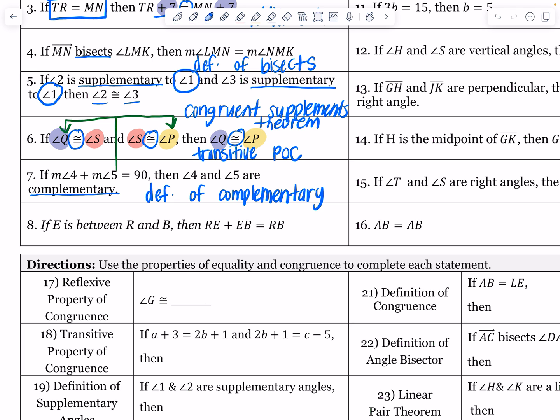If E is between R and B on a segment, then RE plus EB adds up to RB. I'm going to draw that out real quick. R is somewhere, or E is somewhere in between R and B. Then those two smaller pieces add up to the whole. What is that called? That is a postulate about segments called the segment addition postulate. It says when you add the two smaller pieces of the segment, it adds up to the bigger piece. So RE plus EB equals RB, segment addition postulate.